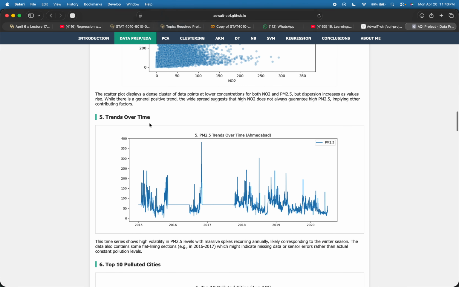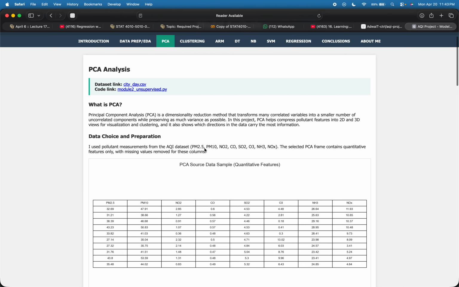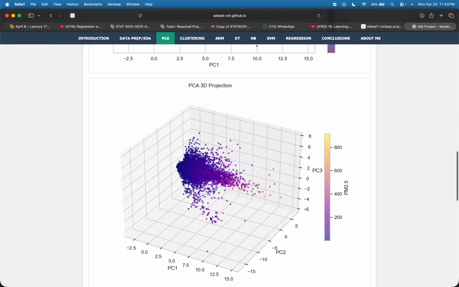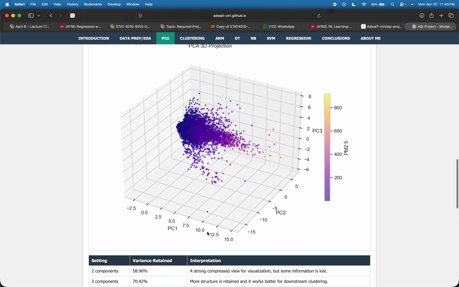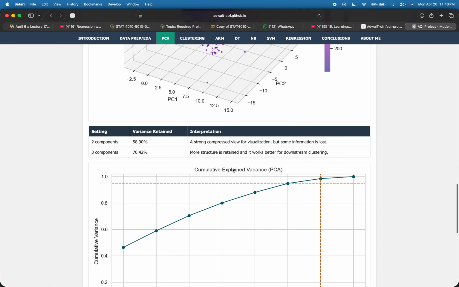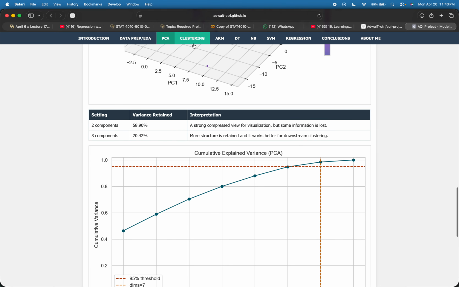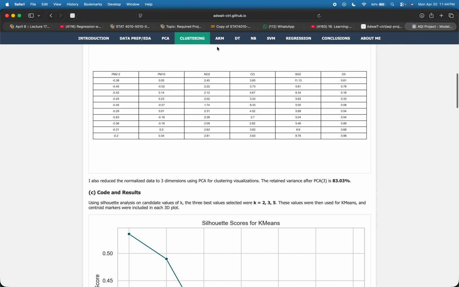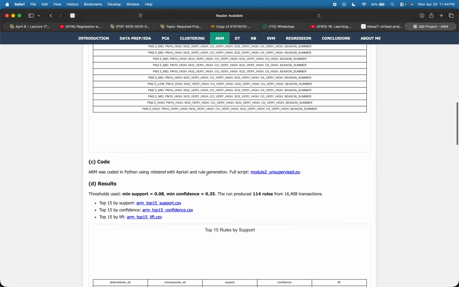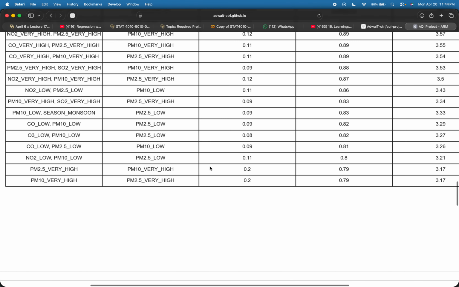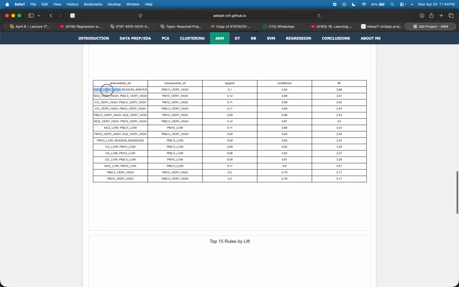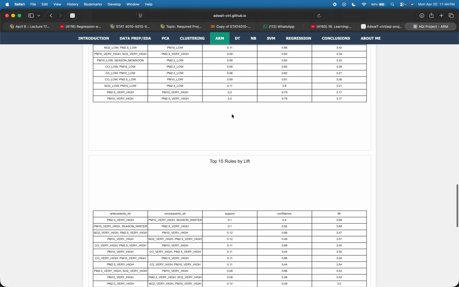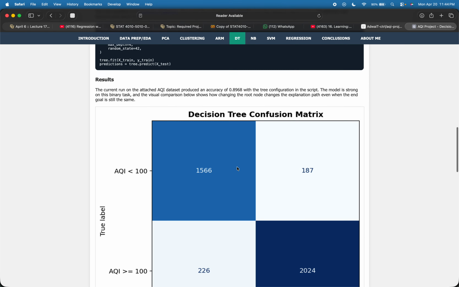These are all the graphs, PCA. This is the 2D PCA, 1 and 2 and 3. Beyond this, I don't know what this is. The clustering. An interesting fact about this is the association rule mining, for example, PM10 very high and the season is winter. Then what would be the support, the confidence, and the lift for all of these? Then there are rules by lift, and decision trees.